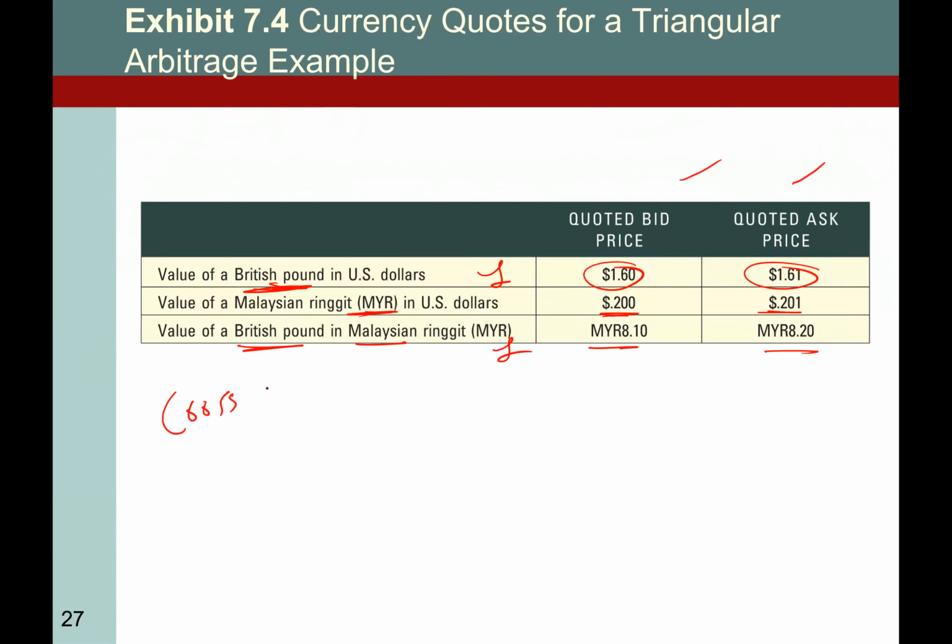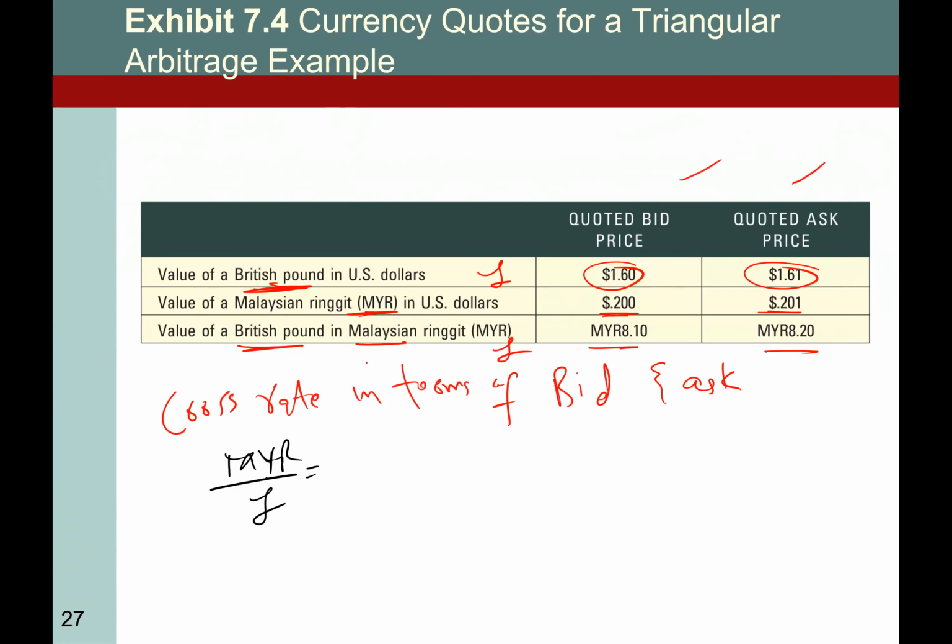Cross rates in terms of bid and ask. Let's do that. So we want to calculate the MYR divided by pound. How can we calculate? MYR divided by dollar multiplied by dollar over pound. So let's talk about the bid first.